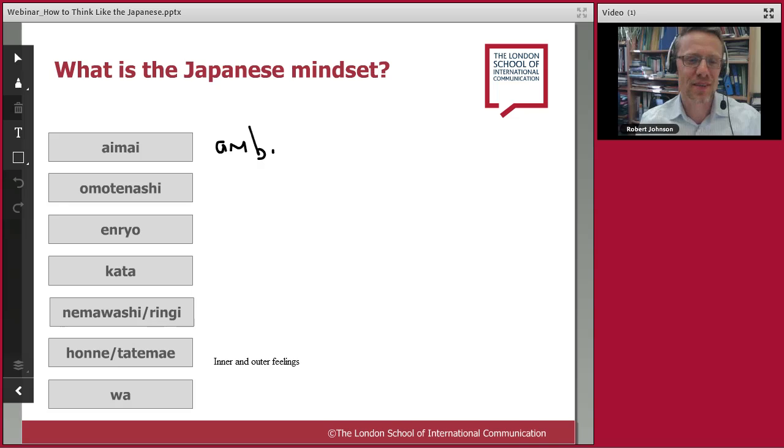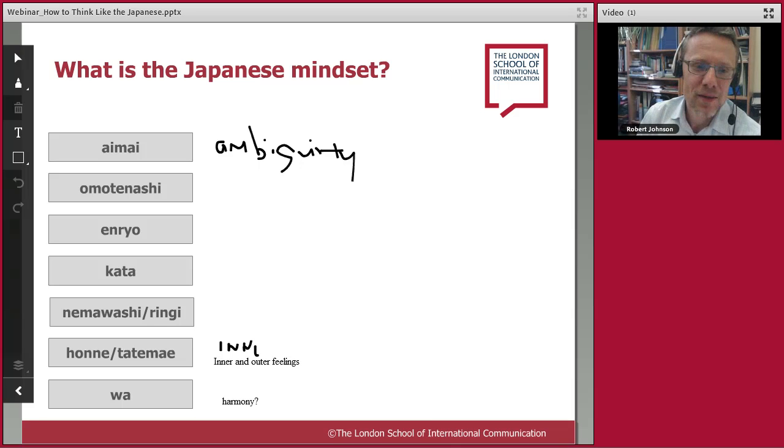Okay, someone's writing something. That's interesting. Wonderful. Okay, so someone's writing there. Fantastic. So very, very good. I'm glad you're writing this in. Ambiguity is absolutely right. So this idea of ambiguity in communication. And then we've got wa, which is harmony down the bottom. Absolutely correct. So this is harmony. And then very good. You've got the idea of inner and outer feelings, which someone is writing, and we've got that written there as well.